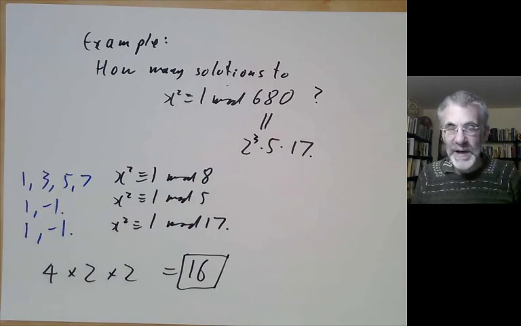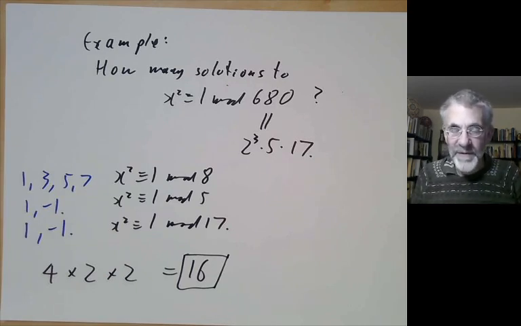That's all about the Chinese remainder theorem. The next lecture will be about Euler's phi function, or Euler's totient function.